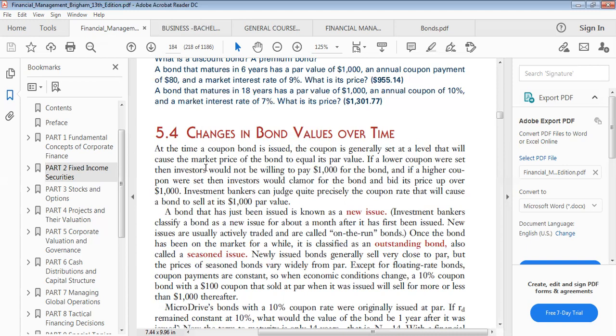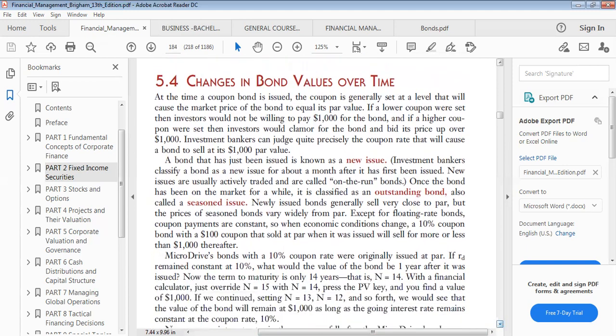All right, now, at the time a coupon bond is issued, the coupon is generally set at a level that will cause the market price of the bond to equal its par value. If a lower coupon were set, then investors would not be willing to pay $1,000 for the bond. And if a higher coupon were set, then investors would clamor for the bond and bid its price up over $1,000.